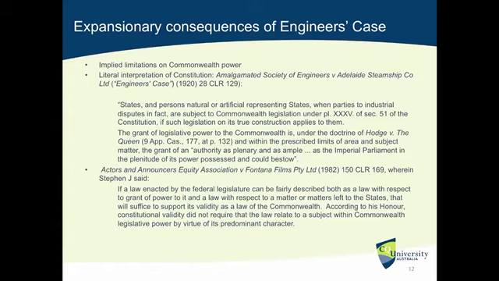It was not even necessary, according to the Actors and Announcers Equity Association, that that specific law was predominantly over a field or subject that was within the competence of the Australian Commonwealth Parliament to legislate on. So even if the predominant character of the law pertained to subjects or fields that belonged exclusively to state parliaments, for as long as that same law had a subject or field over which the Australian Commonwealth Parliament could legislate on, that would provide for the validity and constitutionality of that specific Australian Commonwealth legislation.